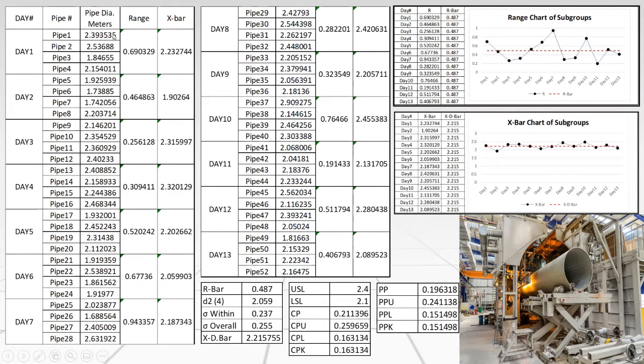As we can see here, those are the data collected, and we plotted the range of each subgroup with the X bar of each subgroup. And then at the end here, we have the average range of the samples plus the X double bar.